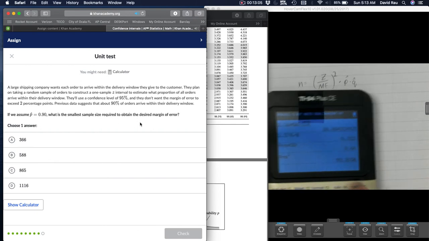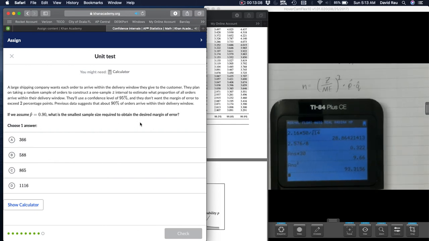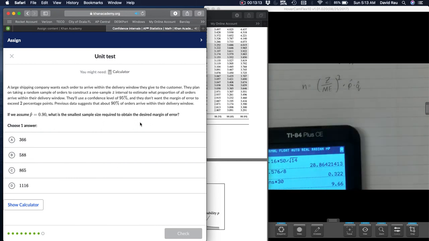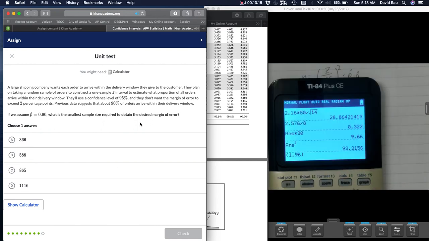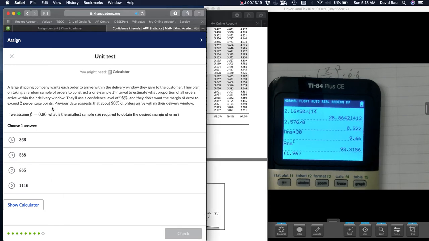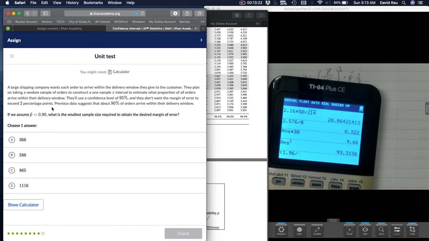95% level of confidence, that's what they want. That z-value is 1.96. This time, since everything's not just being squared, I actually do have to use my parentheses here. So again, 95% is 1.96. They want to be within 2 percentage points. We have to put that in as a decimal. That's 2% as a decimal, squared, times the assumed 0.9 times the opposite of that, which would be 10% or 0.1. And so 865. And that's it.